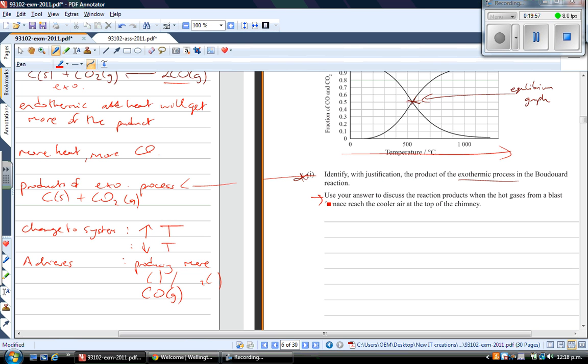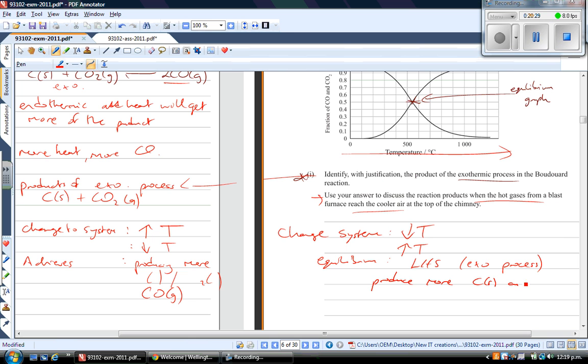The second part of the question is use your answers to discuss the reaction products when the hot gases from the blast furnace reach cooler air. So the change to the system here is that you're decreasing the temperature. If you've decreased the temperature of the surroundings, you want to increase that temperature again, so the equilibrium will shift to the left-hand side, which is an exothermic process, and therefore you'll produce more carbon solid and carbon dioxide gas.